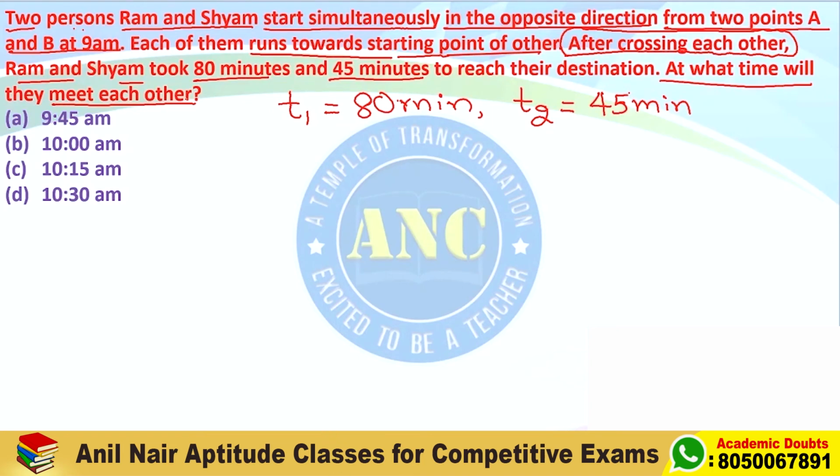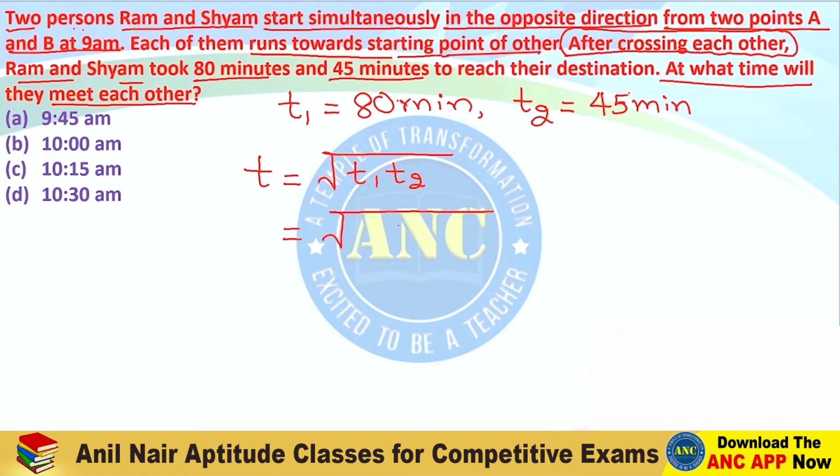How much time has Ram taken to travel from his starting point to the meeting point? Or how much time has Shyam taken to reach the meeting point from his starting point? Both times are the same because the time is constant, and we have already calculated that time in our concept once again as T. The T value is given as the square root of T1 into T2. The proof was also very beautifully explained in the concept.